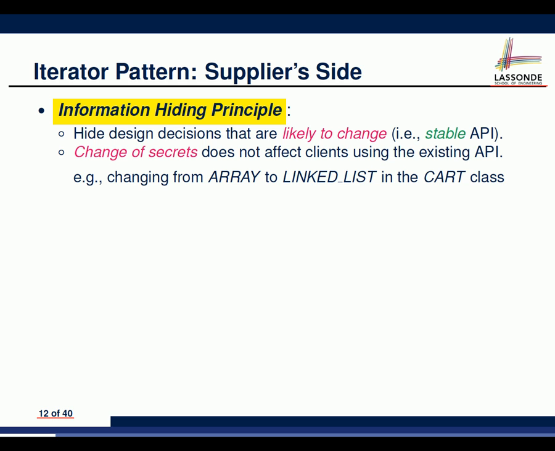For example, in this case, the general principle is if there's any design decision for your implementation that is possible to change in the future, you should hide them as private from the clients so that if they really happen to change, it wouldn't affect the API of your class, so it wouldn't affect any of the client's code, as we showed last time. If you change from array into linked list, you want to make sure the client should be unaffected. Otherwise they'll be quite upset. Okay? That's the information hiding principle.